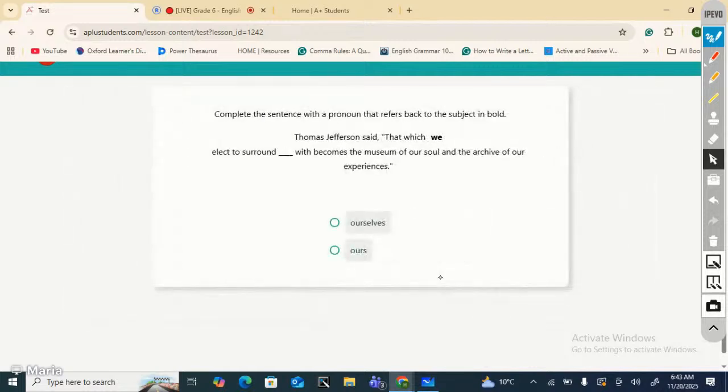Thomas Jefferson said that which we elect to surround blank with becomes the museum of our soul and the archive of our experiences. We is the subject in bold. Now choose a pronoun which refers back to this subject, ourselves or ours.